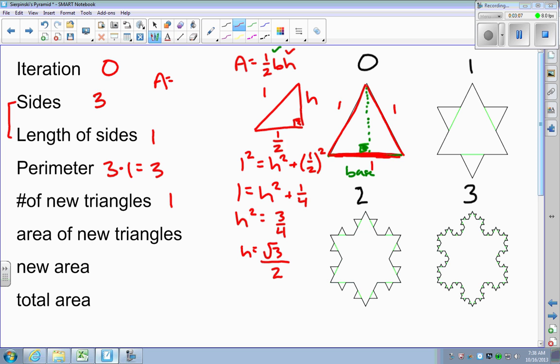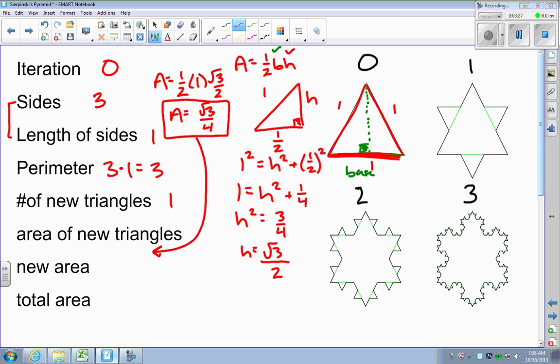So area equals 1/2. Base is a 1, because we're going back to the base of the whole triangle. The height is square root of 3 over 2. You multiply these together, and you get square root of 3 over 4. And I'll show you how to enter that into Excel. So area of the new triangle is square root of 3 over 4. So now that we got our area, our new area is going to be the same because we started with the same thing. Total area is obviously going to be the same again.